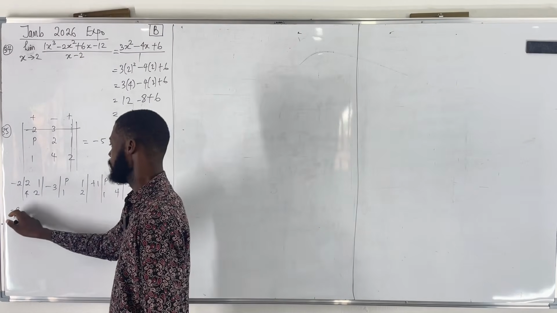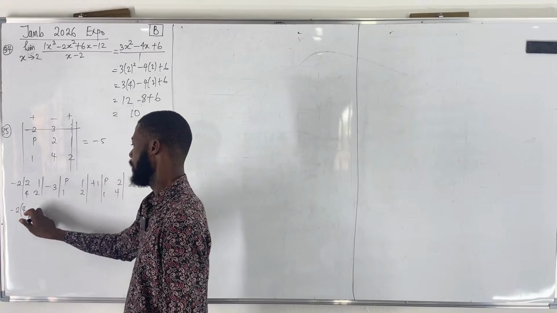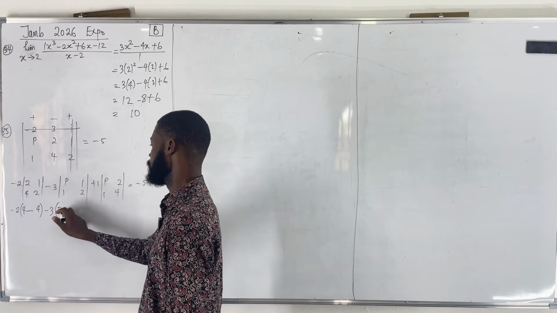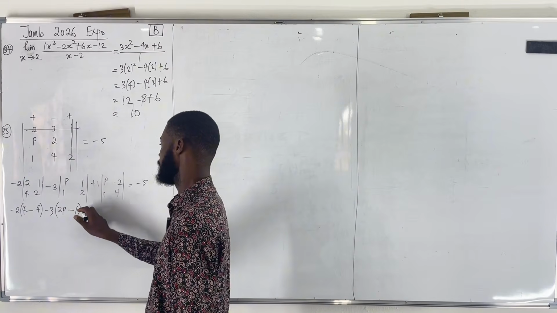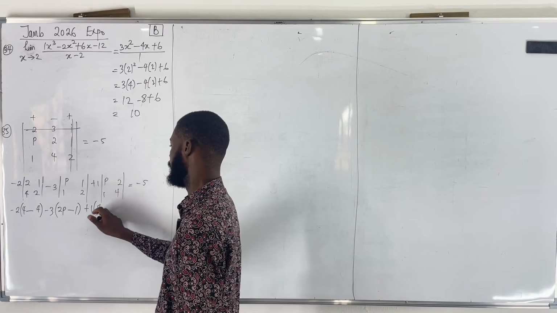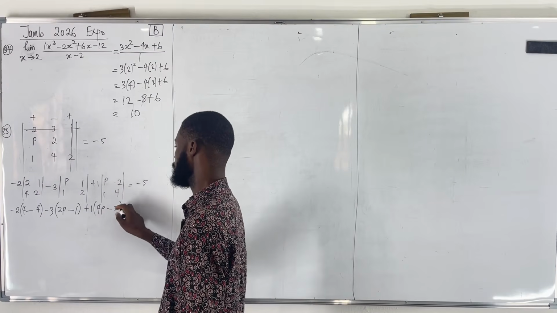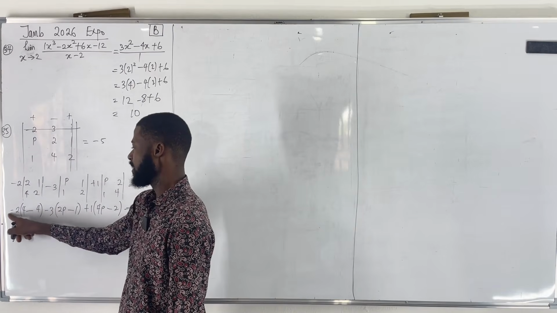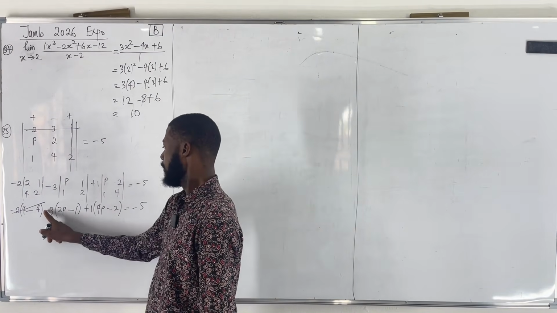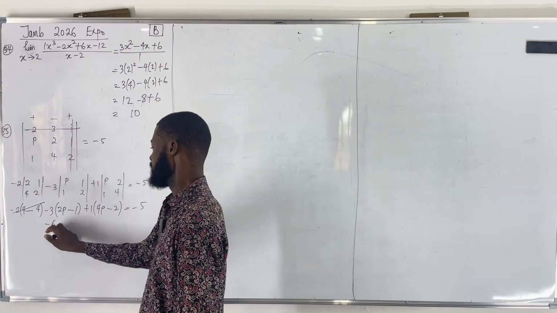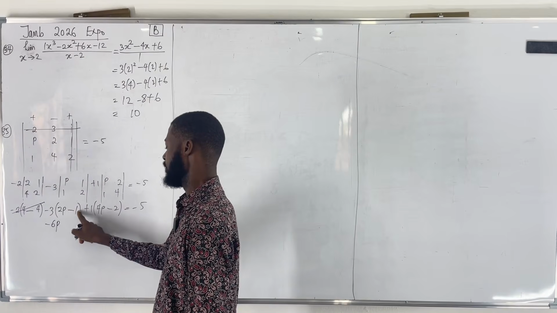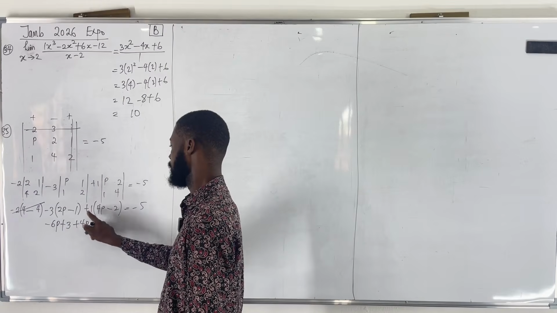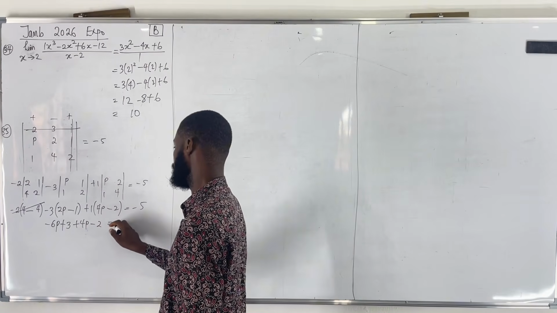Alright, so this is minus 2 brackets: 2 times 2 is 4, minus 1 times 4 is 4. Minus 3 into P times 2 is 2P, minus 1 times 1 is 1. Plus 1 into P times 4 is 4P, minus 2 times 1, 2, equal to minus 5. Well, 4 minus 4 is 0. 0 times anything is 0, so this side is gone. Minus 3 times 2P is minus 6P. Minus 3 times minus 1 here is plus 3. And then 1 times 4P is 4P. 1 times minus 2 is minus 2, equal to minus 5.